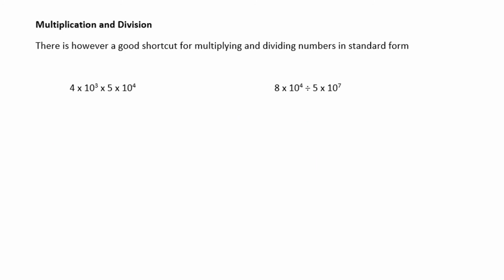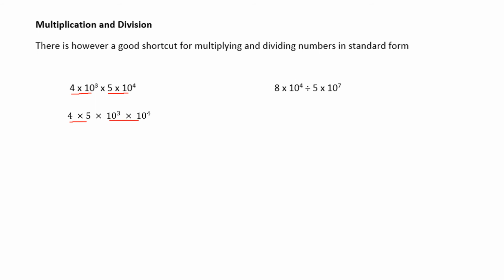So with that being said, there are some really good shortcuts for multiplication and division. Let's look at 2 examples here. We've got 4 times 10 to the 3 times 5 times 10 to the 4. So there's our 2 different standard form numbers. What I'm going to do is rearrange that to have the 2 numbers next to each other and the 2 powers next to each other.